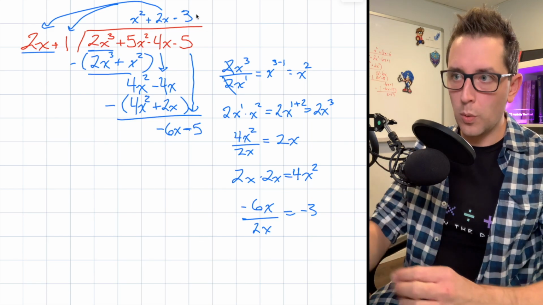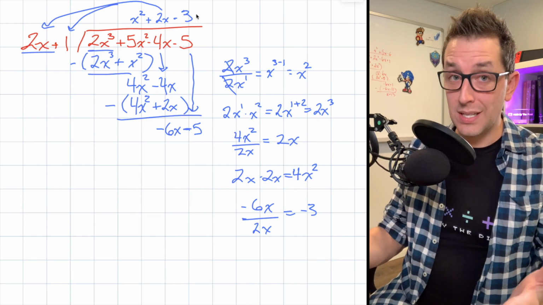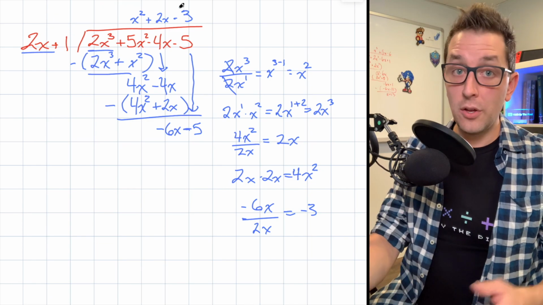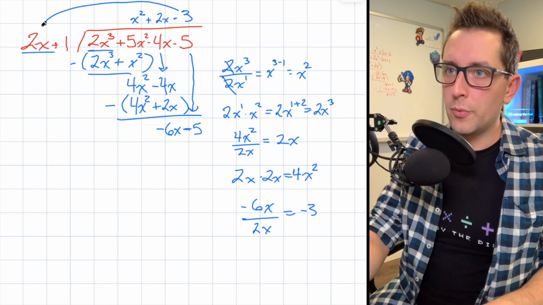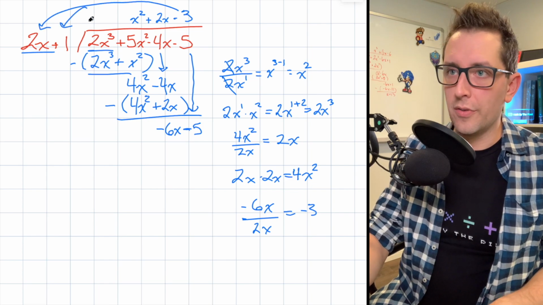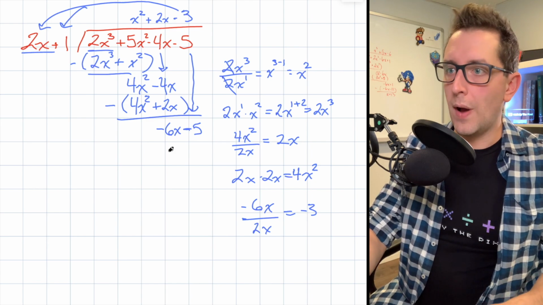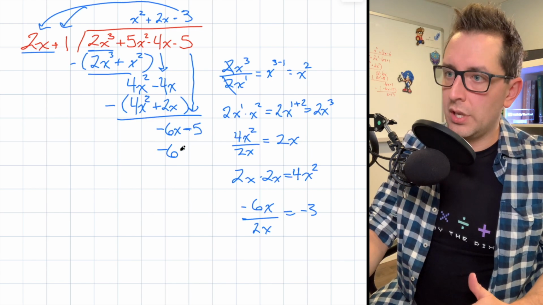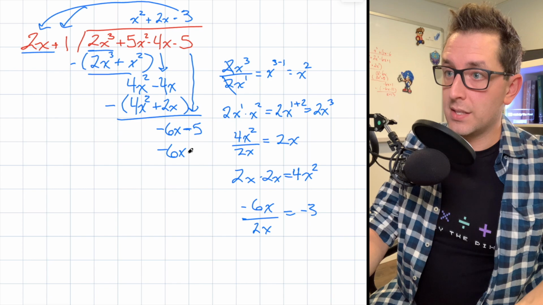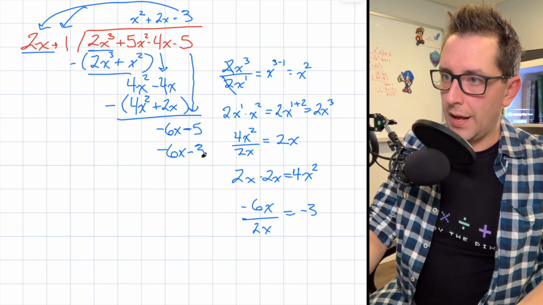I've now got a complete quotient, but we're not going to stop there because there is a possibility that we could have a remainder. So we're going to take that negative 3 and we're going to multiply by each term in our divisor, and we're going to write the result underneath here. So when I do that, negative 3 times 2x, that's going to be negative 6x, and negative 3 times 1, that's going to be negative 3. Okay, so that's what we're going to get.